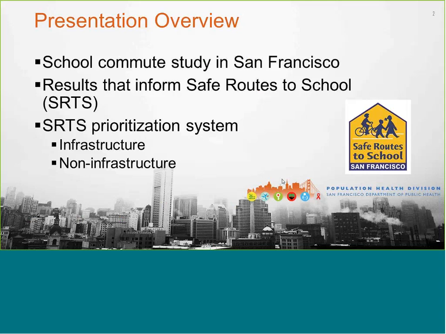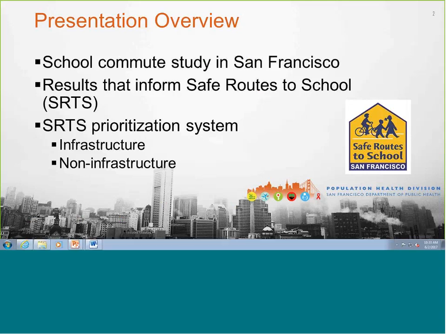To just give you a presentation overview, I'm going to describe our school commute study that we have here in San Francisco, how we use those results to inform Safe Routes to School, and how we created a prioritization system for our school district to look at both infrastructure and non-infrastructure in Safe Routes to School.